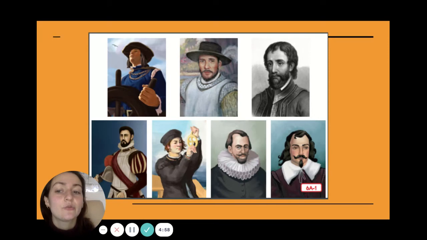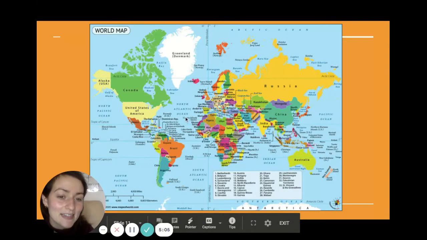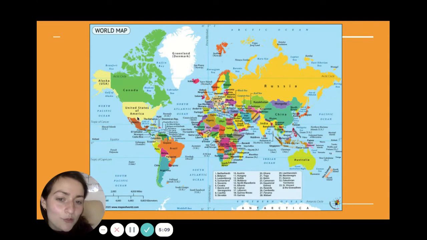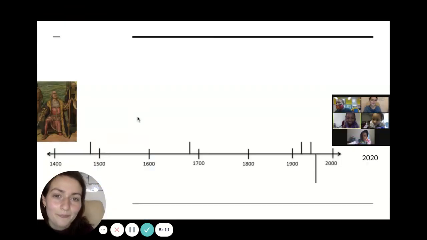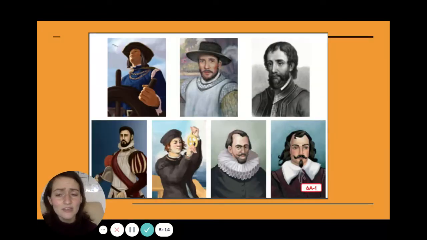Listen really carefully to the read aloud to find out why the Separatists wanted to leave England. Remember, I'm going to show you one more time. England is over here in the United Kingdom in Europe, and they're going to go zoop all the way to North America. Okay, here we go. Do you remember which country's king and queen helped Columbus sail across the ocean from Europe?